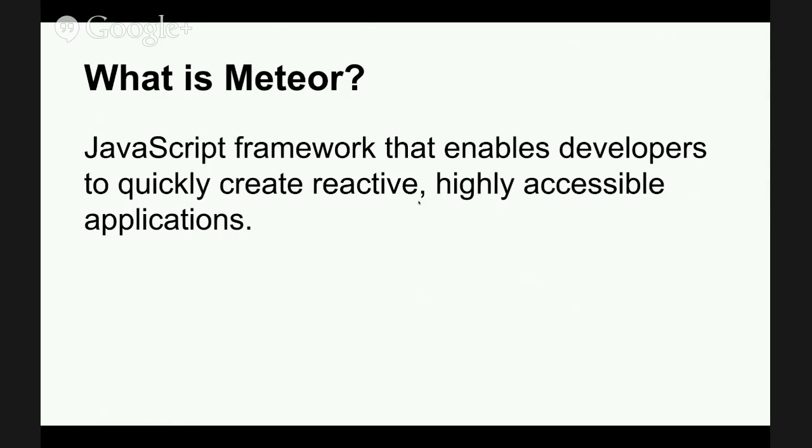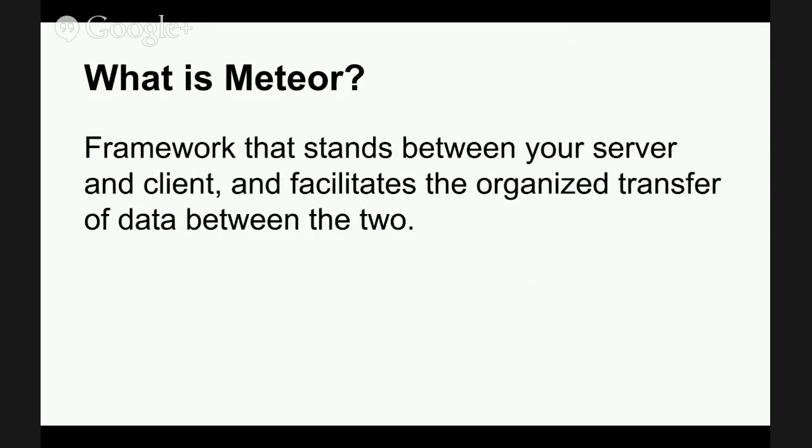What is Meteor? Meteor is a JavaScript framework that enables developers to quickly create reactive, highly accessible web applications. This is kind of a generic description, and I'm going to go through some core parts of Meteor, some of the API, and show you how that works from a conceptual perspective, and then I'm going to give you some code examples to show you how it works from an implementation perspective. So Meteor is a framework that stands between your server and your client and facilitates the organized transfer of data between the two. That sentence kind of encompasses everything that Meteor does.